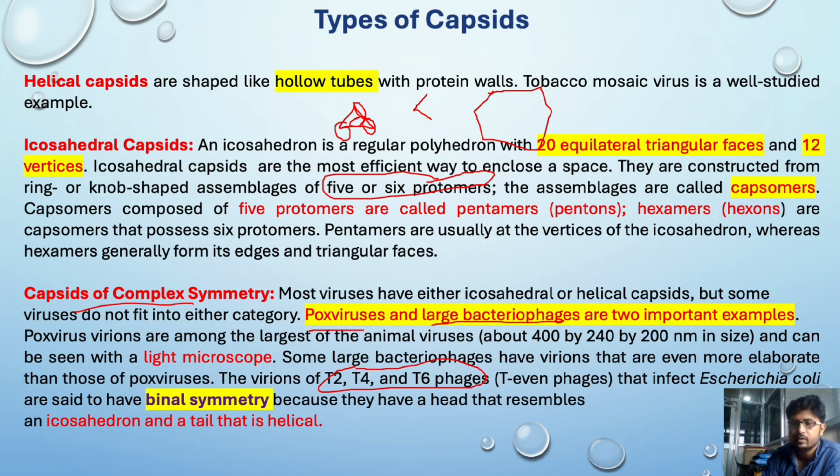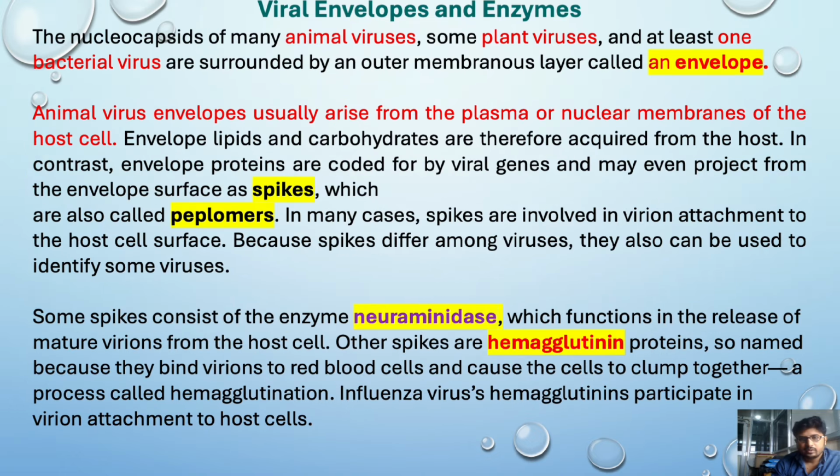These contain a binary symmetry, which means they contain both helical as well as icosahedral structure, as I've shown you in the earlier picture. In this binary symmetry, they contain the icosahedral head, within that the nucleic acid is present, and then a neck region and tail region, which is a helical part. So they need that structure for attachment and other purposes, right? So I hope you are clear with the capsid structure. Now the capsid part we have covered.